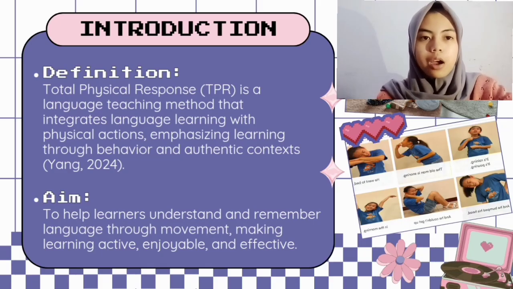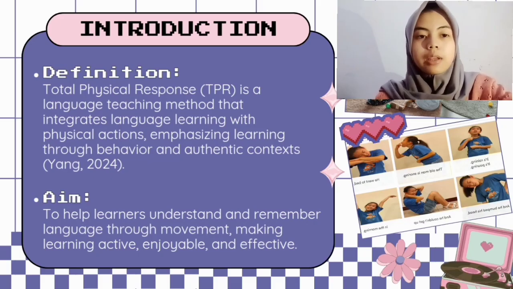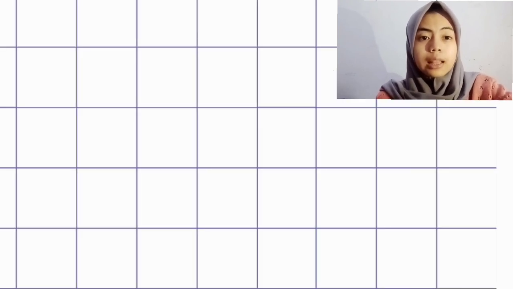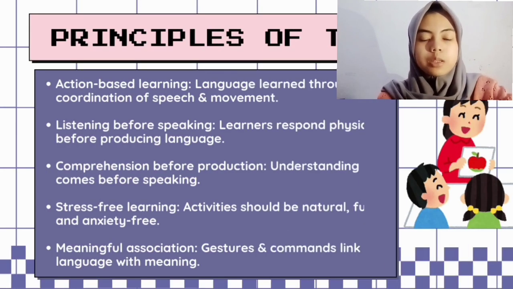The aim of TPR is to help learners understand and remember language through movement, making learning active, enjoyable, and effective. In other words, it helps students learn by using both their minds and bodies to connect meaning, sound, and action. Now, let's look at the main principles of TPR.